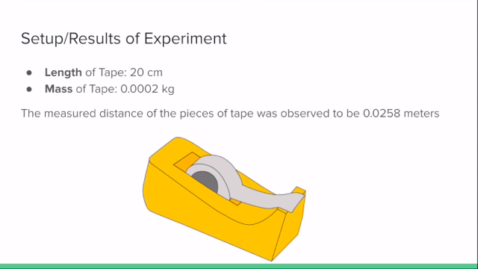And as a reminder from the setup and the results of the experiment, we have the length of the tape to be 20 centimeters, the mass of the tape to be 0.0002 kilograms, and then the measured distance between the pieces of tape is 0.0258 meters.